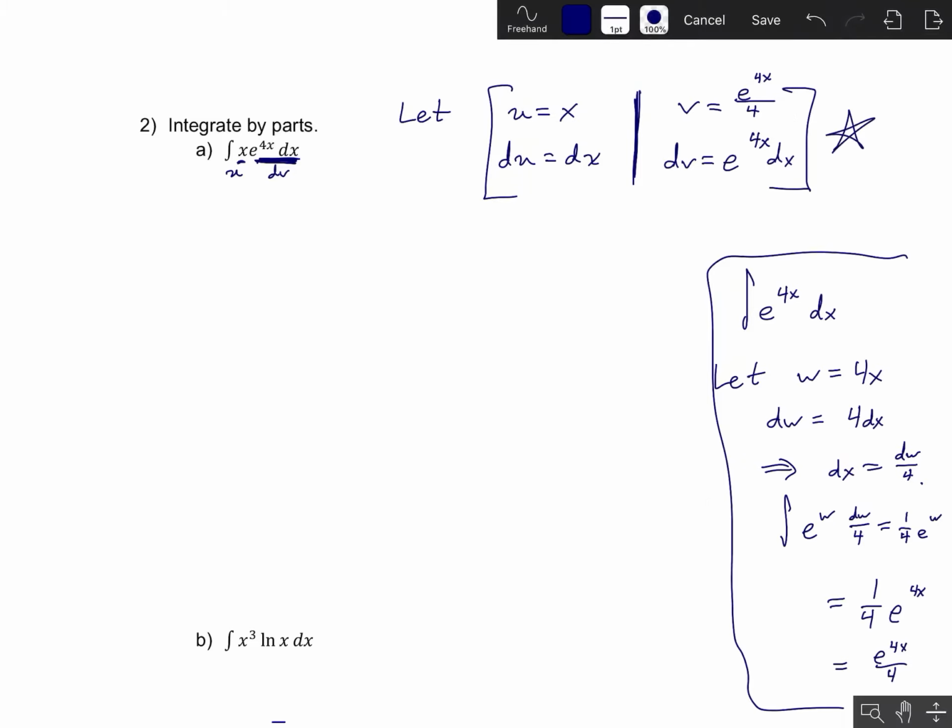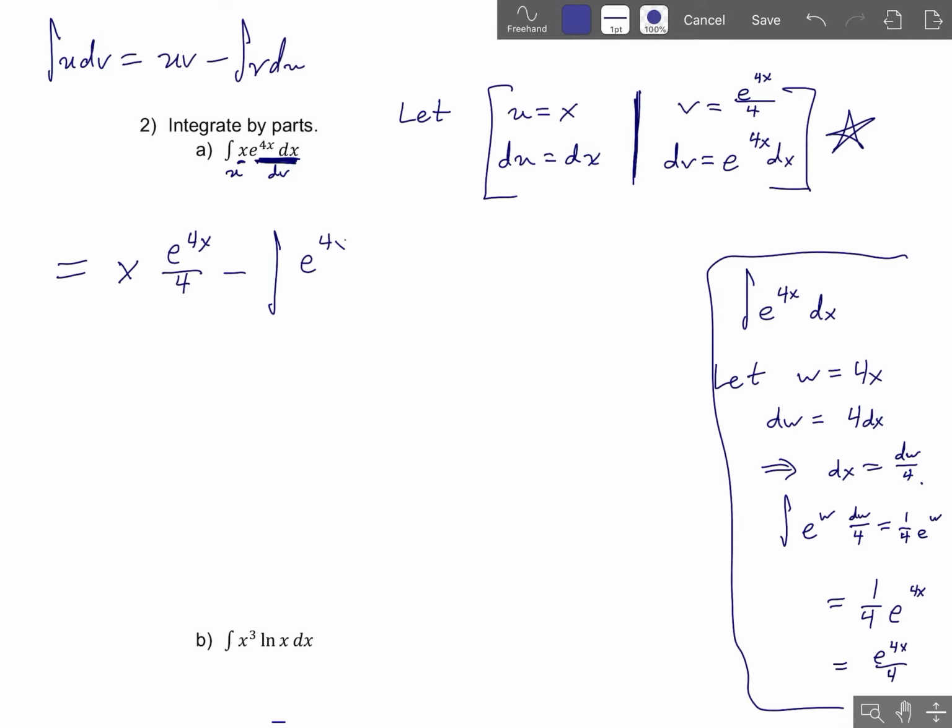Okay, so now we have our u, our v, du, and dv. So we can get started with the integration by parts formula. Remember that integration by parts says that the integral of u dv is equal to uv minus the integral of v du. So that's the formula we want to be using. We started with the integral of u dv, and this is then u times v, which is x times e to the 4x over 4, minus the integral of v du. So this would be minus the integral of e to the 4x over 4 du, and du here is just dx. So this is v du.